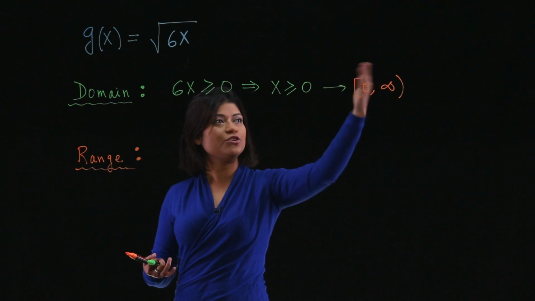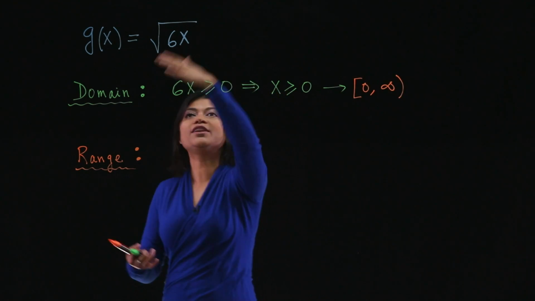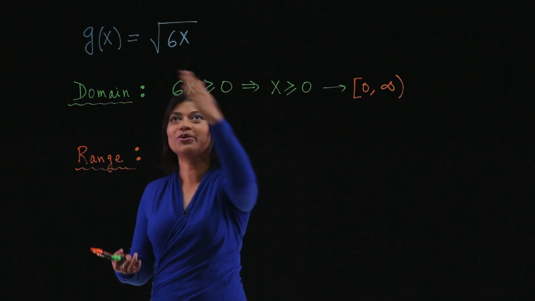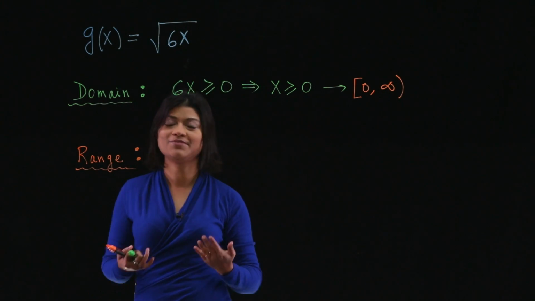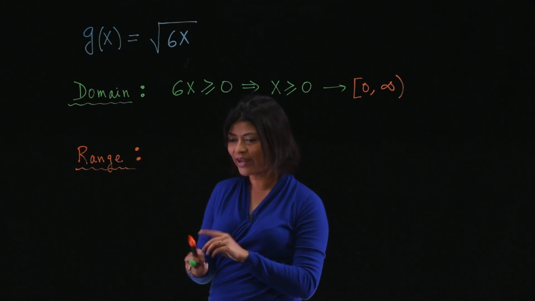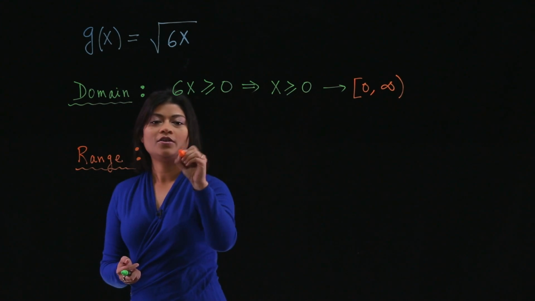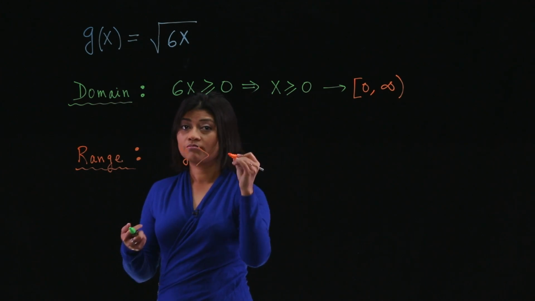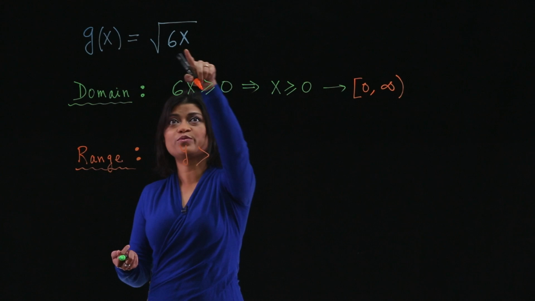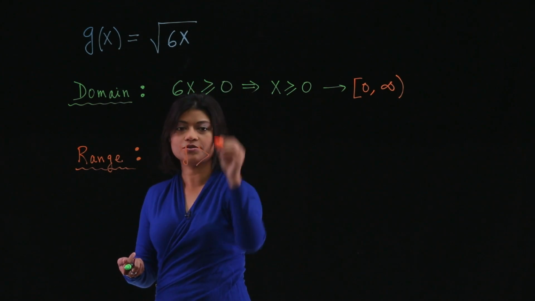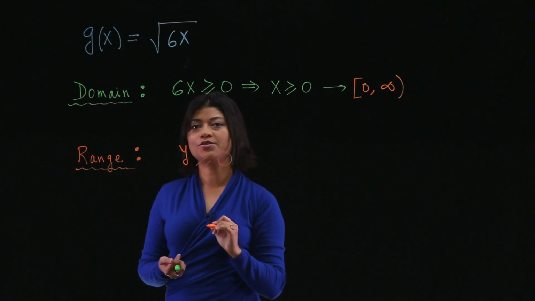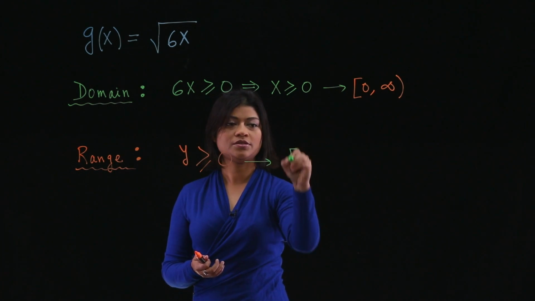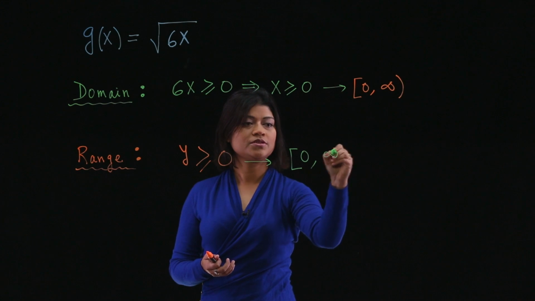So whatever x value you plug in from the domain, what kind of y values are you going to get? It's a positive square root. So you will always get positive numbers as output. So range is all the y's greater than or equal to 0 as well, right? Because when you plug in x equals 0, your output is 0. So greater or equal to 0. So in interval notation, range is also 0 to infinity.